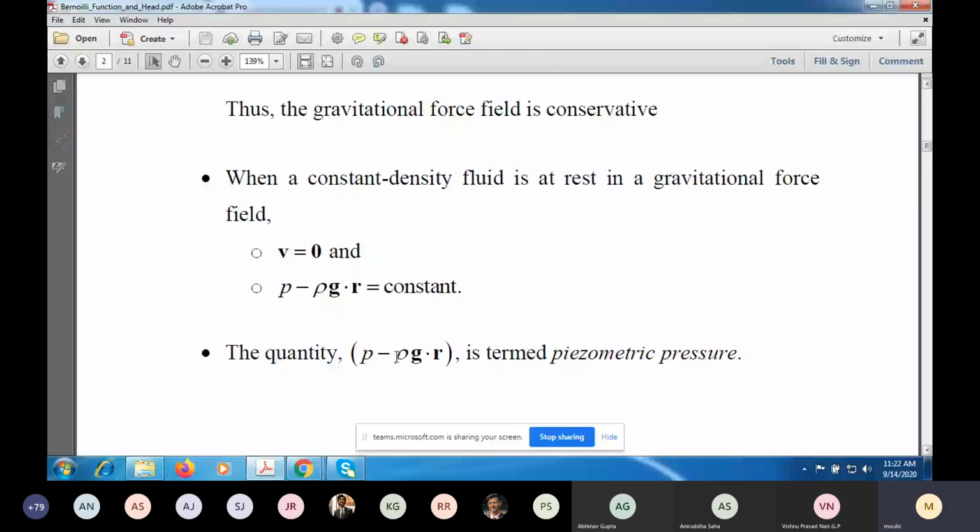So this quantity p minus rho g dot r, some people call it a modified pressure, and some authors refer to it as piezometric pressure. So this small p we'll call static pressure, and this quantity p minus rho g dot r we'll call piezometric pressure. Later on I'll talk about stagnation pressure.